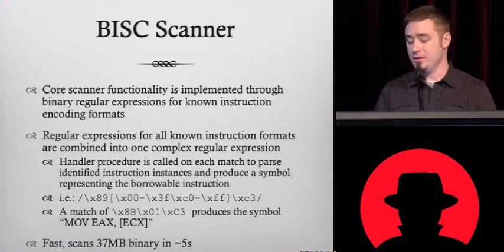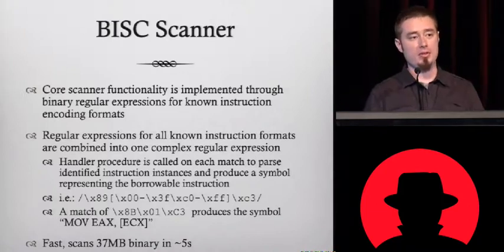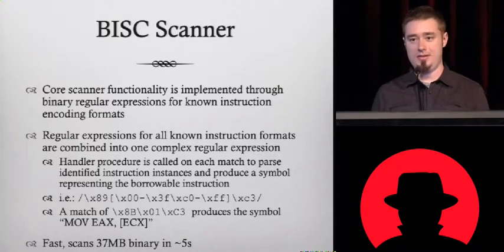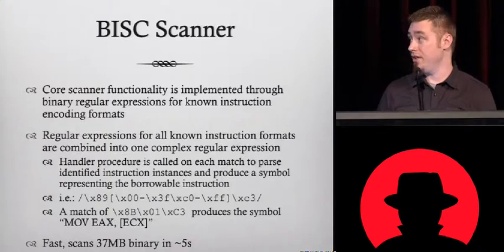One example is I used this on the Mac OS X version of Google Chrome, which is a 37 megabyte text section, and it'll scan the entire thing in 5 seconds on a relatively modern laptop. So that's distinctly what I call fast enough.